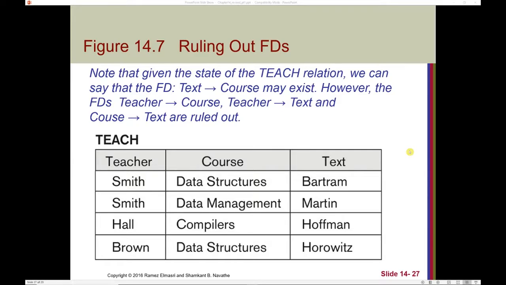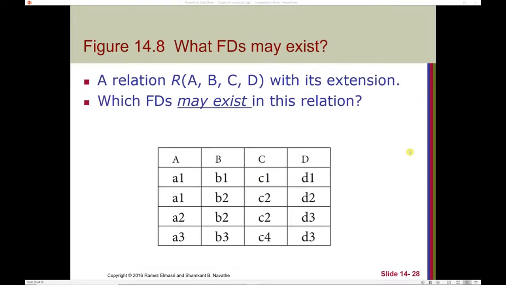Similarly, we can rule out that course determines text, because if we look, we have two cases of data structures. They determine two different texts. Now, if the texts were the same, we might have a functional dependency, but in this case, we do not. So we can say that the functional dependency text to course may exist. We actually can also say that text to teacher might exist. However, the functional dependencies teacher to course, teacher to text, and course to text are all ruled out because of the actual state. Take a look at the following mock table and see if you can figure out what functional dependencies might exist and which ones definitely do not exist.